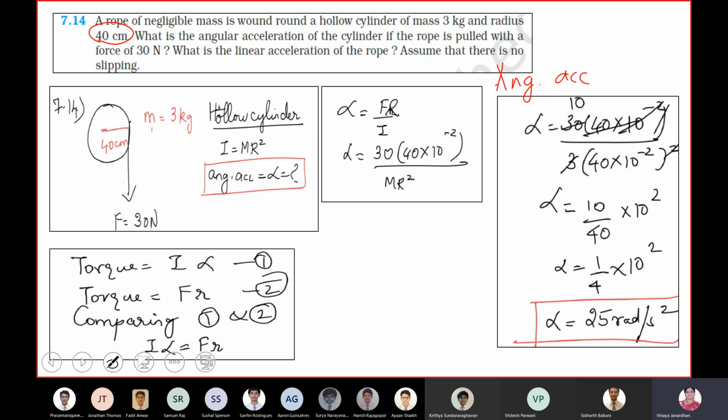Boys, if you have not taken your breakfast, bring your breakfast. You have your breakfast as you are learning. So alpha is equal to 25 radians per second squared. Next time you decide which time is feasible for you all.